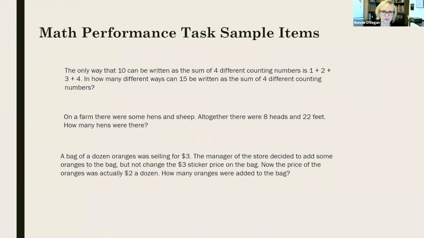Using a sum of 4 different counting numbers. On a farm, there are some hens and sheep. Altogether there are 8 heads and 22 feet. How many hens are there?